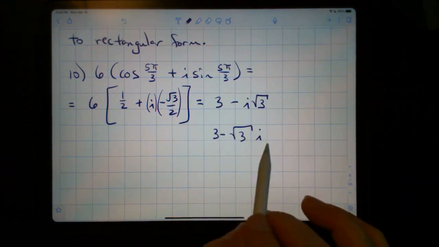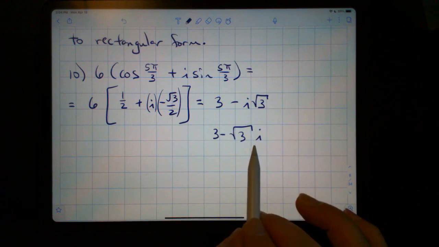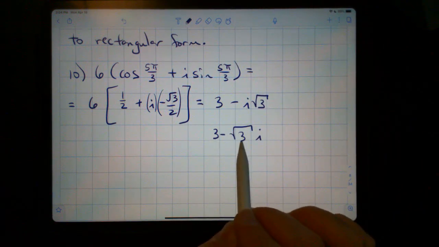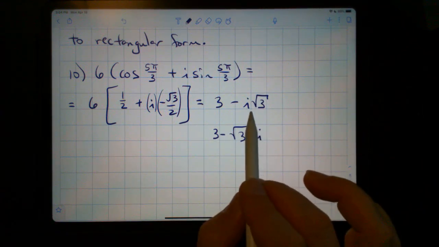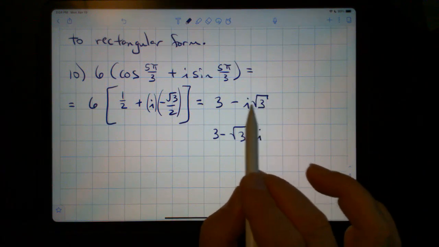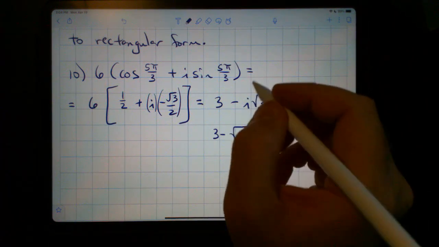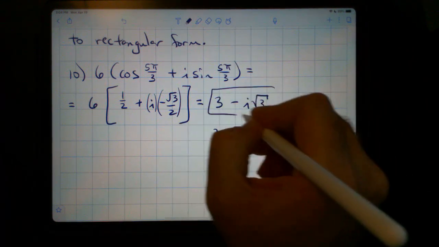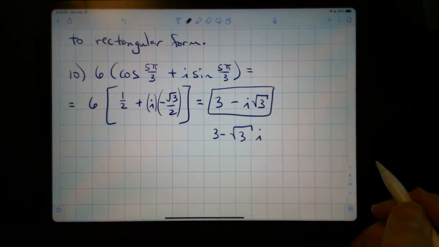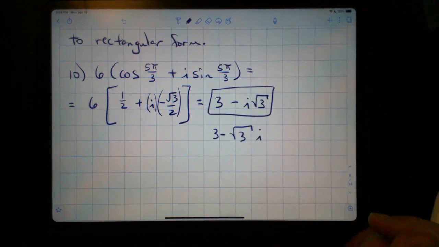Technically, this is the proper way to do it in a plus bi form, because there's your a and your bi. Personally, I like to put the i in front of the radical just to emphasize that the i is not under the radical. The i is separate. Either way is fine.